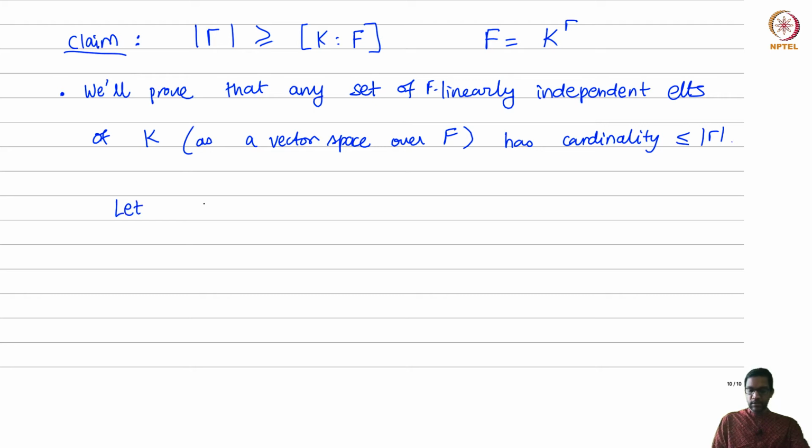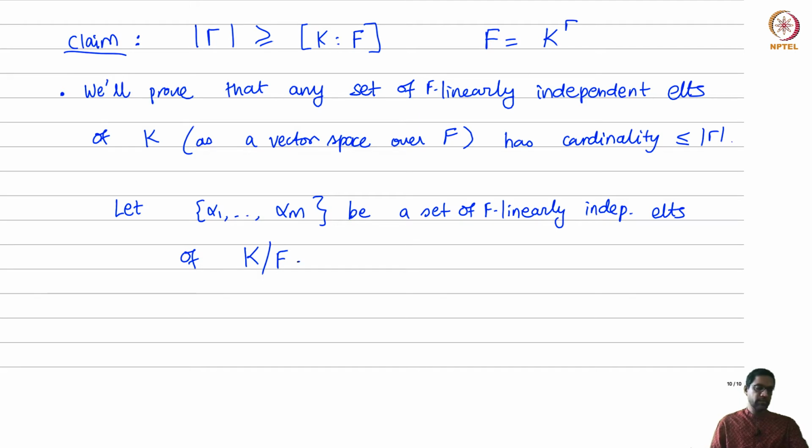So let's begin with a set: let alpha_1 through alpha_m be a set of F-linearly independent elements of the vector space K thought of as a vector space over F. And of course I will assume m is at least 1 here, so some finite number of them. Maybe I should say any finite set. Okay. Now what do we know?